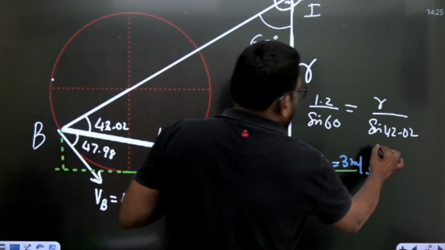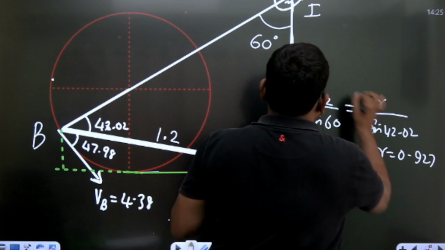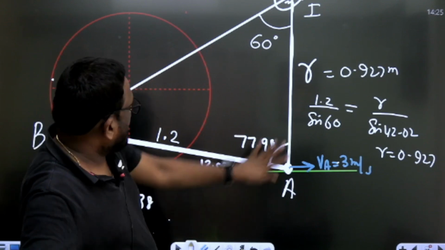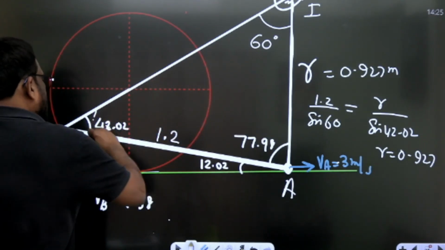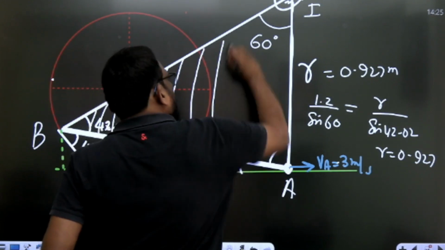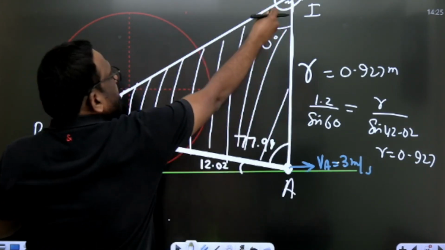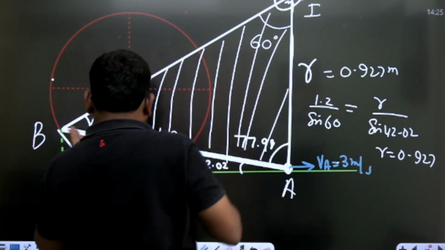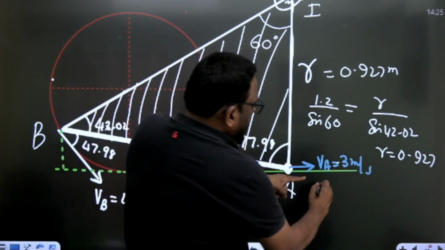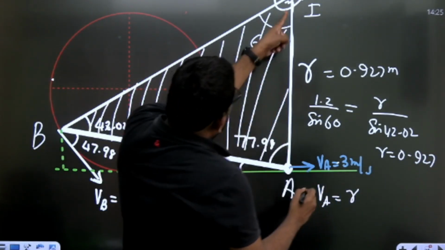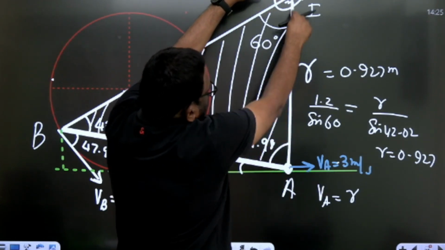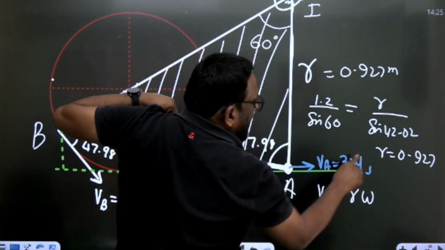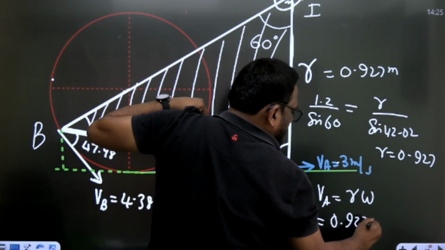I am getting this R as 0.927 meter. So if you want the angular velocity of this complete link, that is the concept of instantaneous center, as if this link is fixed about this point and rotating. What is the rotation? About this point it will be anti-clockwise, so this link will be in the anti-clockwise direction. So VA is equal to R into omega, this length is R, and VA is perpendicular. So VA is 3 and R is 0.927 into omega.